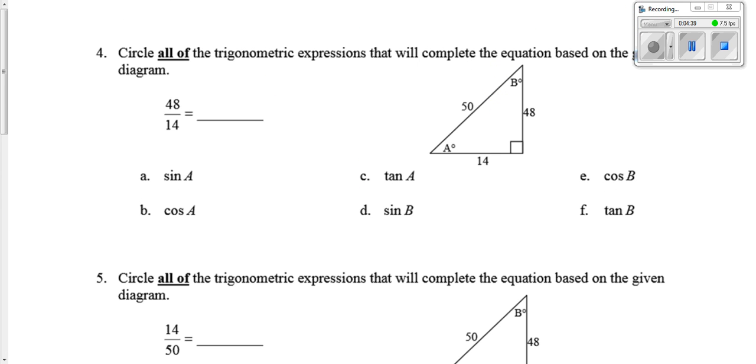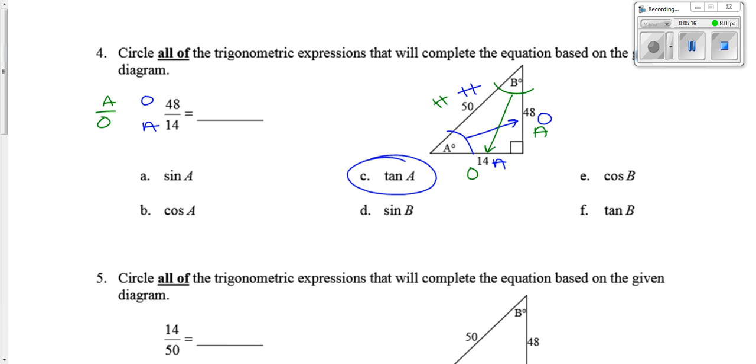Number 4, circle all of the trigonometric expressions that will complete the equation based on the given diagram. So if I look from A, 48 is the opposite, 14 is the adjacent, 50 is my hypotenuse. So 48 over 14 would be opposite over adjacent, which is tangent of A. So that's C. And then from B, 14 is my opposite, 48 is my adjacent, 50 is still my hypotenuse. So this one would be adjacent over opposite, which isn't any of the trig functions, so our answer is only C.